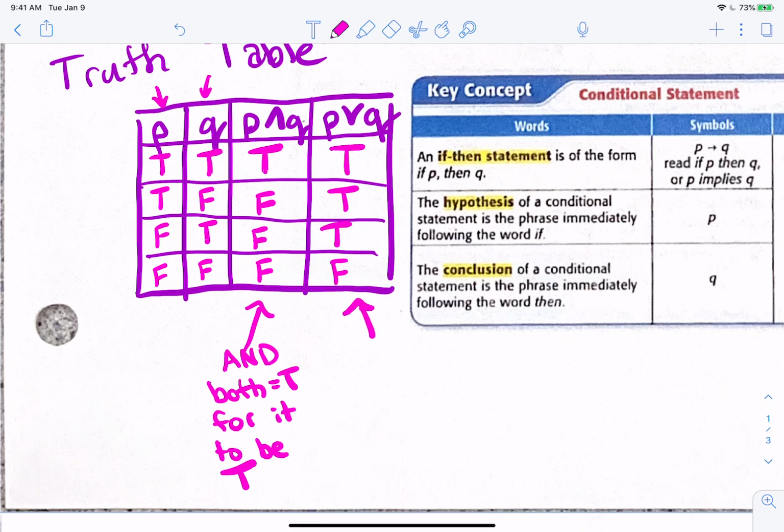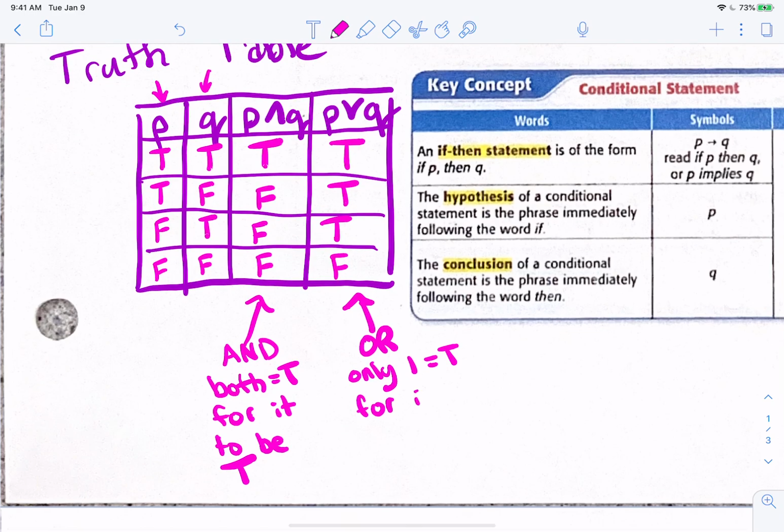For an or statement, like the last column, what do I say for that one? For an or, what has to happen? Only one has to be true. If both of them are true, then it's still true. So one or more. Only one or more has to be true in order for it to be true.